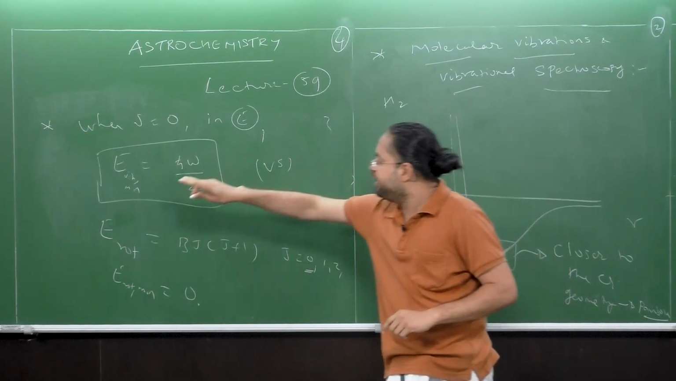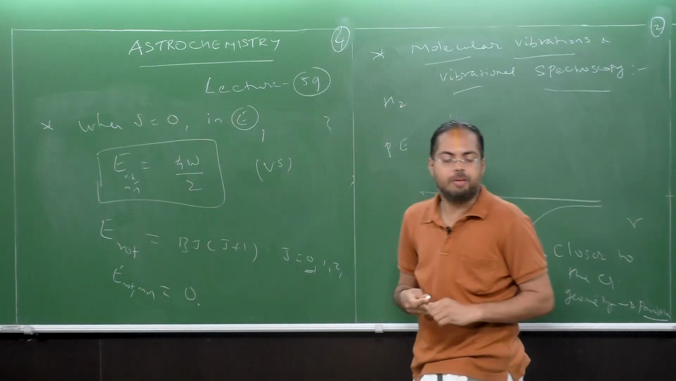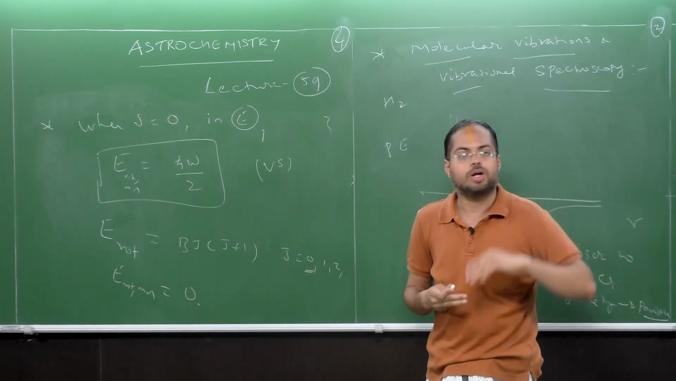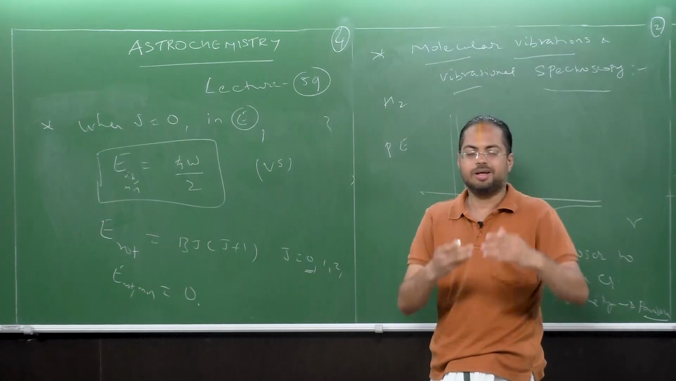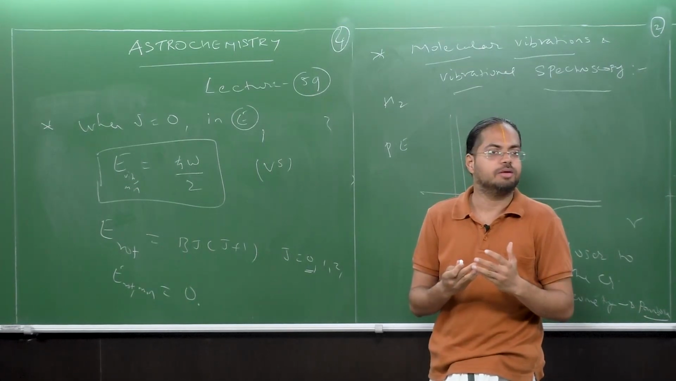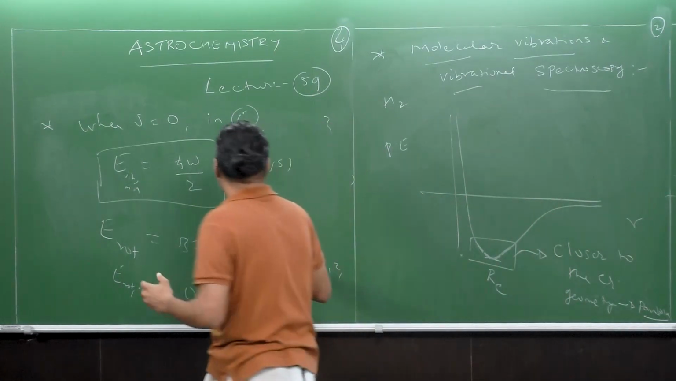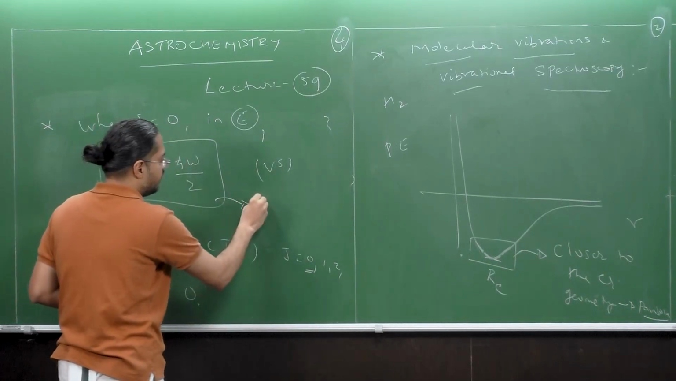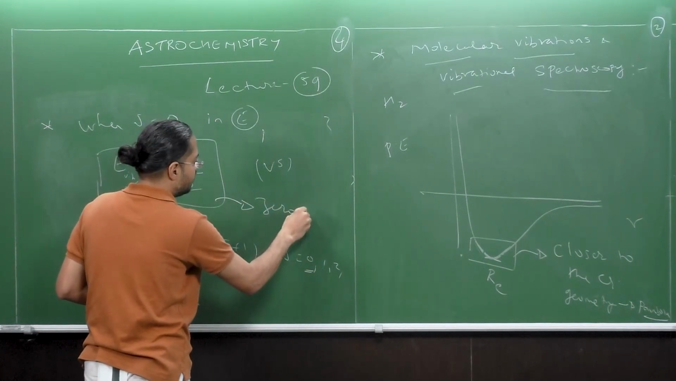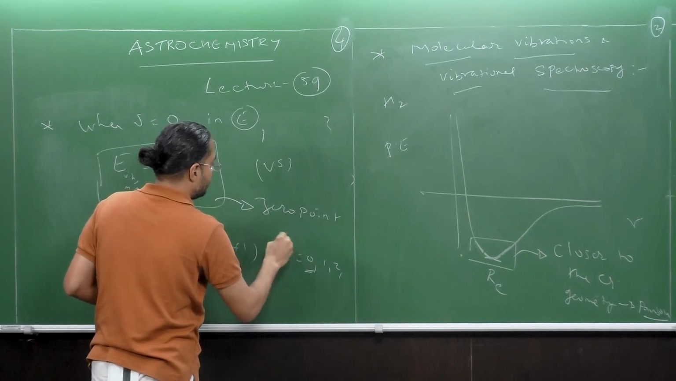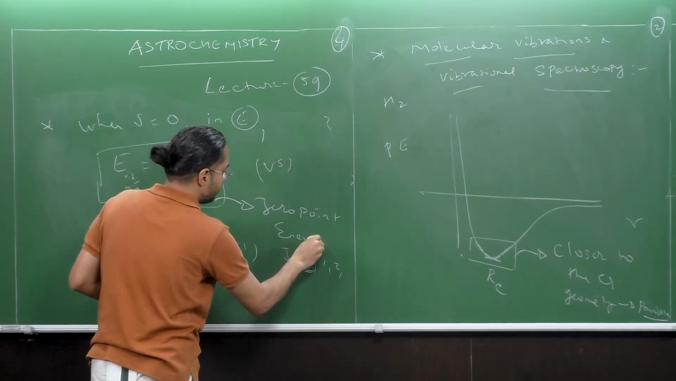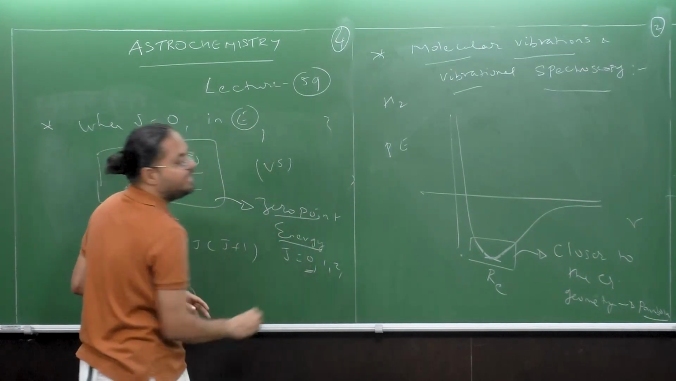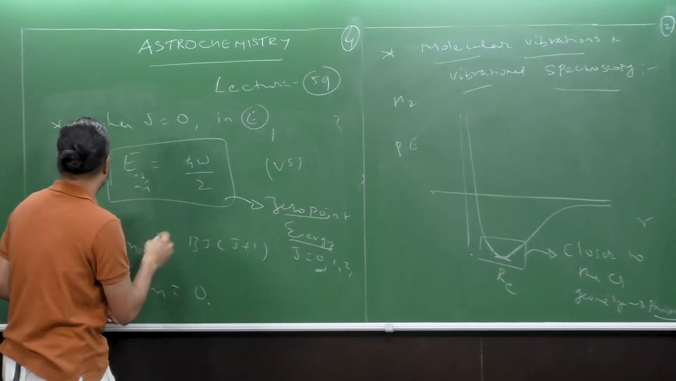Now, this E vib min, which is given by h bar omega by 2, is also what is called, can you guess? It is very commonly used in physics and chemistry. It is called the zero point energy, or the ZPE in short.